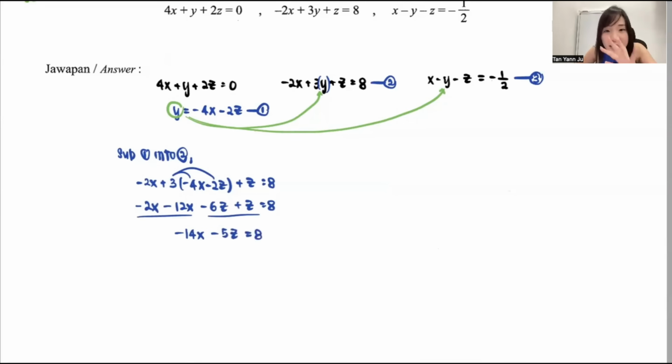So you see, after I sub inside, can you still see y? No, only x and z are left. So from 3 unknowns, they reduce to 2 unknowns. Then it's easier to find in that way.